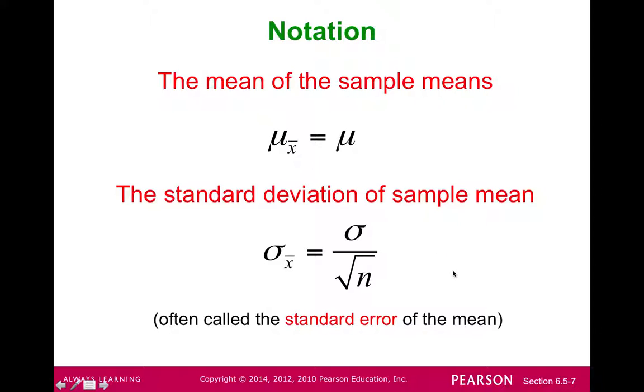And the standard deviation of a sample mean, which is this symbol here, is your standard deviation that will be given to you divided by the square root of the number of samples.